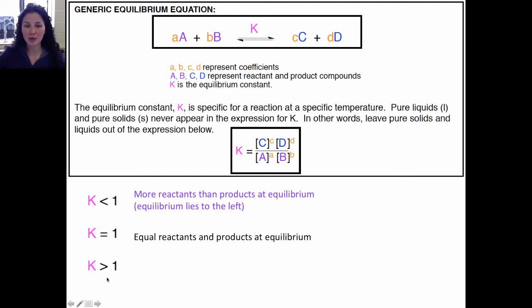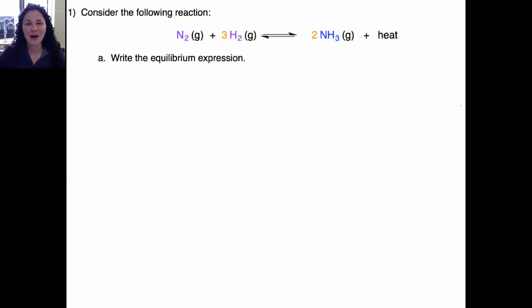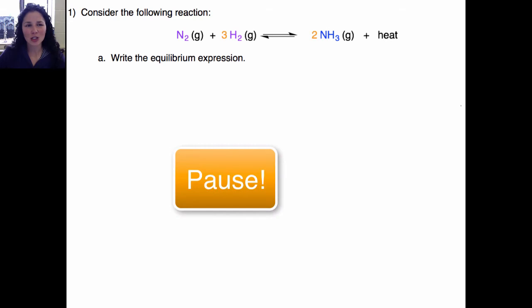When K is greater than 1, that must mean that the numerator is a greater value than the denominator, and so the reaction lies to the right, or there are more products at equilibrium than there are reactants. Pause the video now and try to answer question number 1 on your activity.